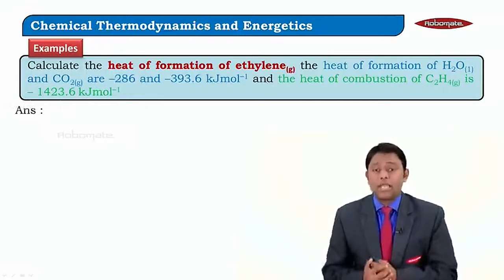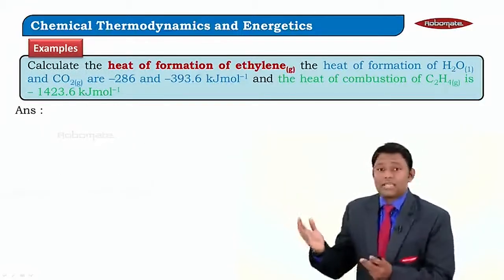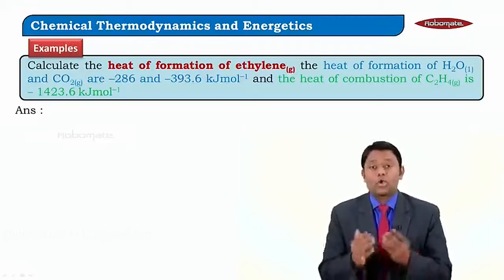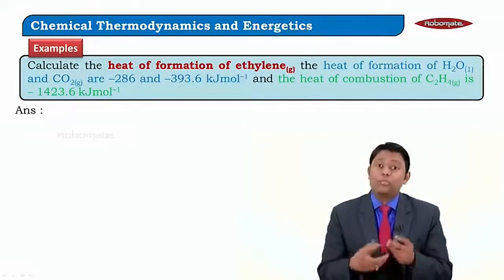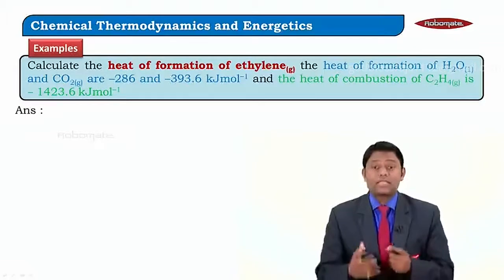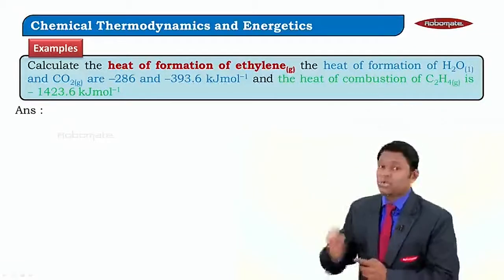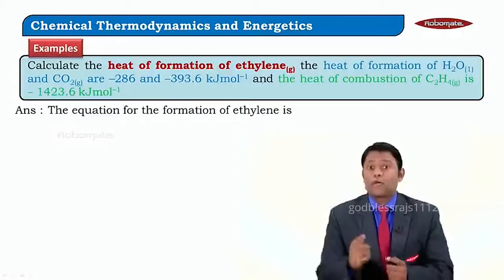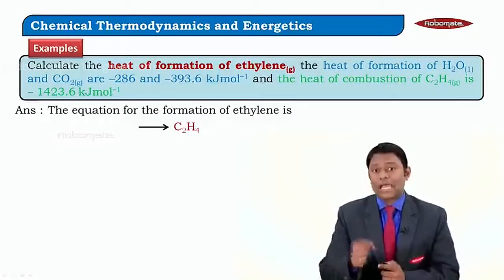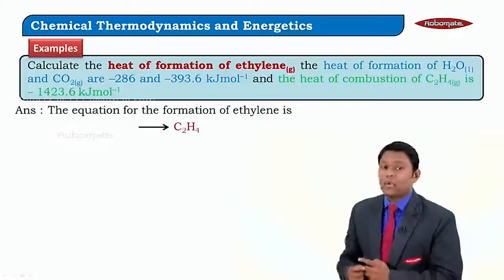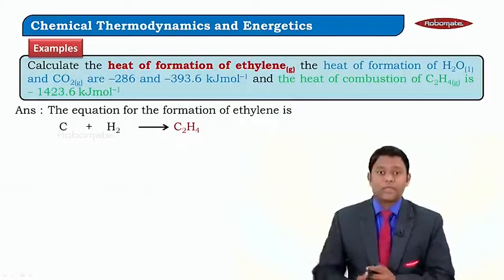Now, in this particular sum, neither the required equation is given directly, nor the equations which we have to use are given directly. So we have to create both. Let's first create the thing which we want, that is, formation of ethylene. Ethylene will be formed from its elements, carbon and hydrogen. So writing the equation as carbon plus hydrogen giving you ethylene.